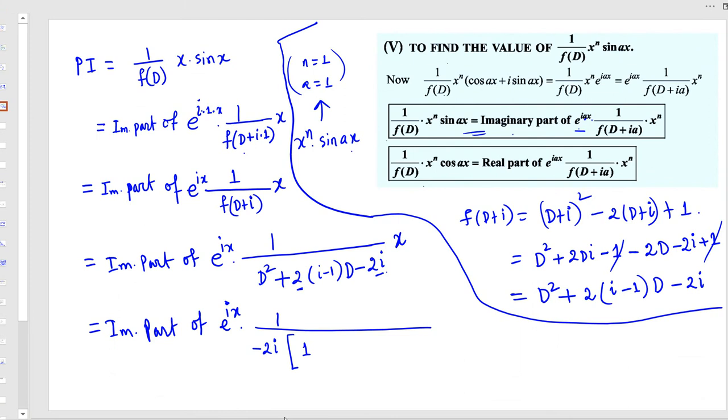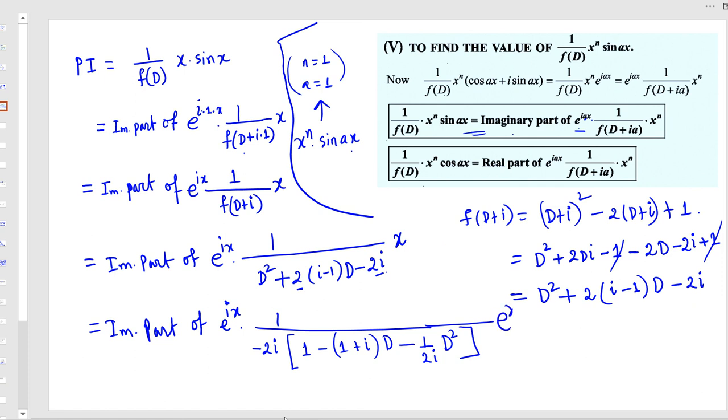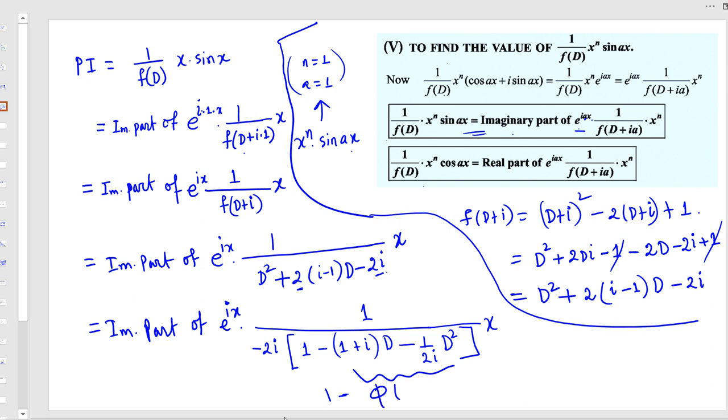So this will become minus 1 plus I into t, and then 1 by 2I into t square, and this one is already there. Sorry, this is x. Okay. Now you take it as a 1 plus, or here 1 minus phi of d form.